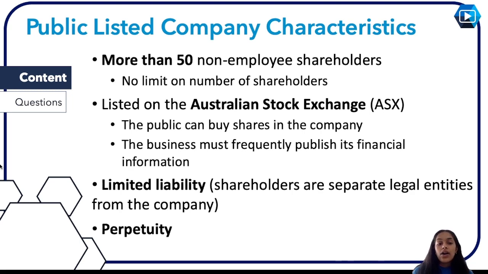Now with a public listed company, it's listed on the Australian Stock Exchange because anyone can buy shares, anyone can become a shareholder of this company type. There are also a lot more legal obligations subjected to a public listed company. The business must frequently publish its financial information. They need to produce the accounting reports and annual financial statements, so that the public is able to see and make educated decisions on their investment to become a shareholder of that company.